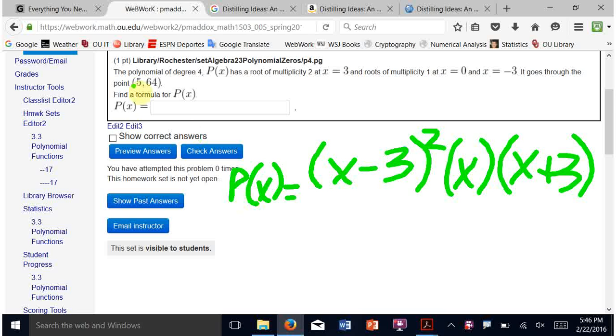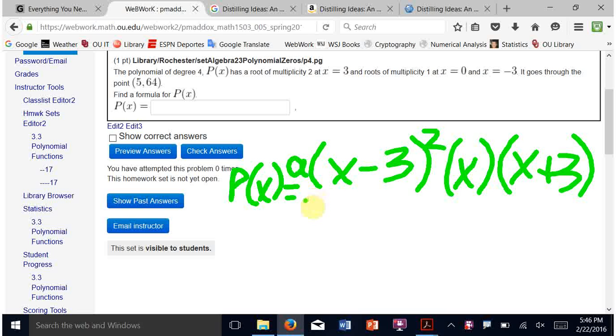But we're also given a point. So what do we do? Well, the key bit of information is realizing that there's some unknown quantity in here, and it's actually the same as for quadratics. It's this stretching factor of a. So we're essentially going to plug in our values and solve for a. So you know your roots, you just don't know the stretching factor of the polynomial.